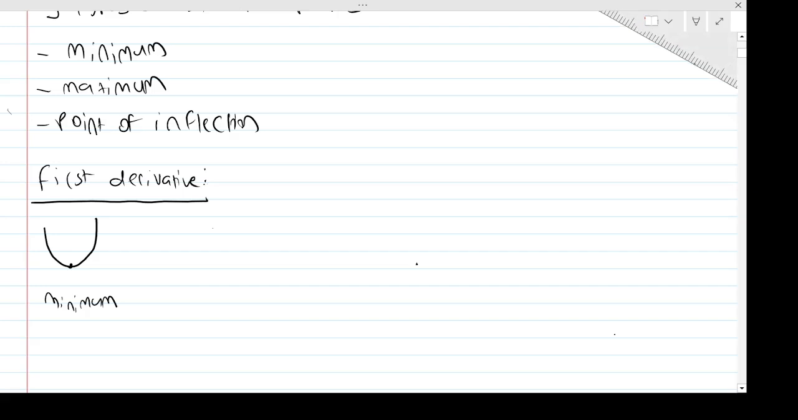So this is a minimum, but let me consider the gradient. If I look at this little simple sketch, the curve is going down before we get to that point, then it's 0, and then it's going back up after that point. So at the minimum point x, the gradient is negative as the curve goes down and then positive as it goes up. So at a minimum, the gradient goes from negative to positive.